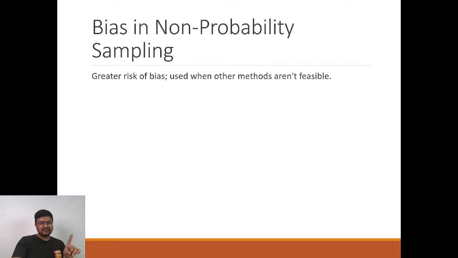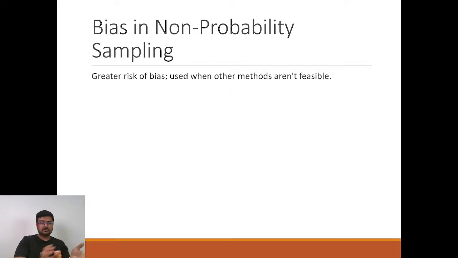Now again, there's one thing: bias happens in non-probability sampling a lot. There's a greater risk of bias because it's non-probabilistic. There are a lot of people who don't even have a chance of getting selected in the sample, and that's why the bias arises. But that's the purpose. Even though bias arises, there are other factors which help us.